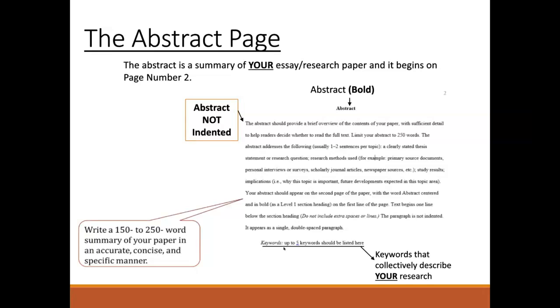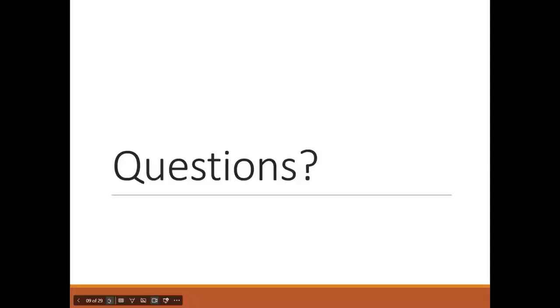Also, at the bottom, we have some keywords. Keywords collectively describe the words that you have used in your research. So if you're talking about social media and mental health, and you focused on Instagram and depression and young adults, then those will be your keywords. They are the words that are mostly repeated throughout your research paper, and it's up to 5 words that you use in regards to your abstract page.